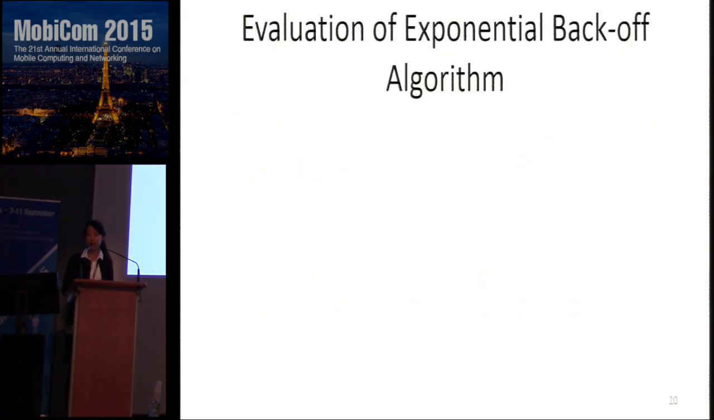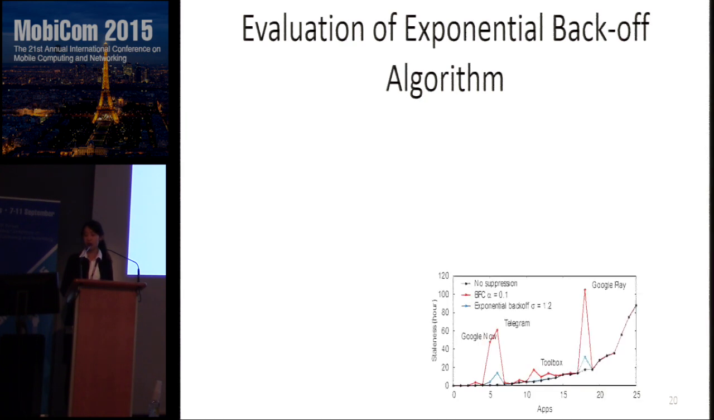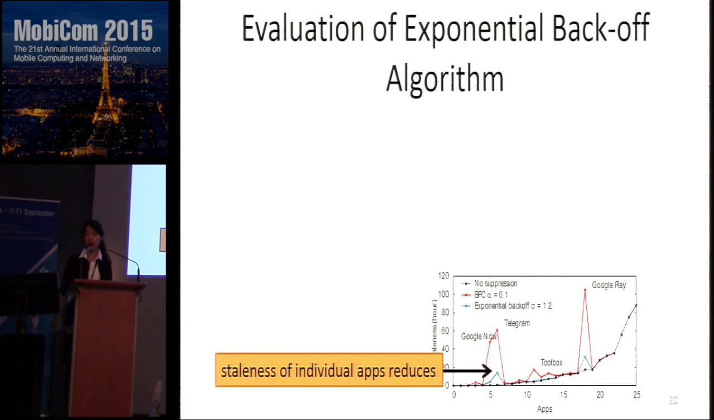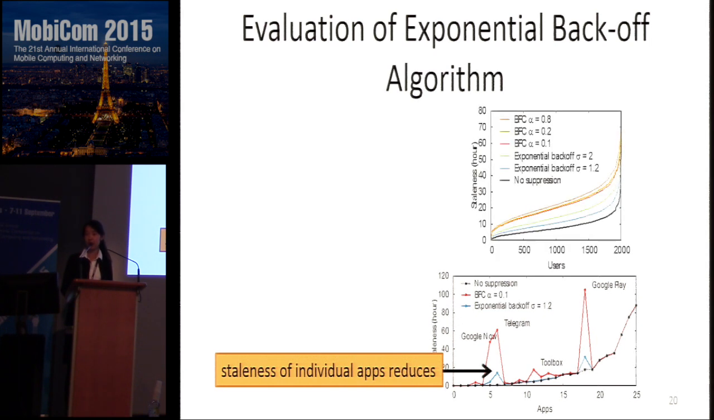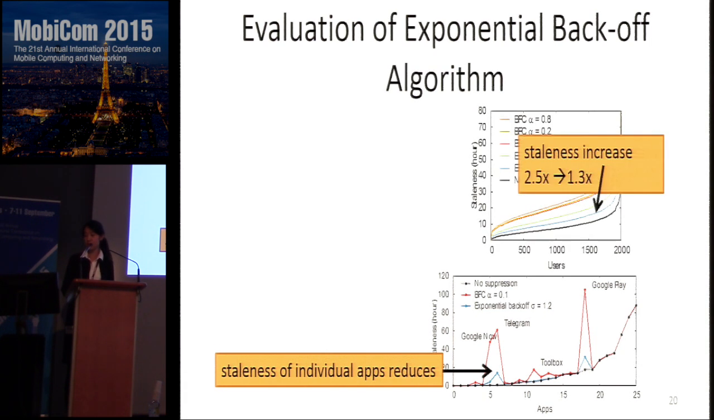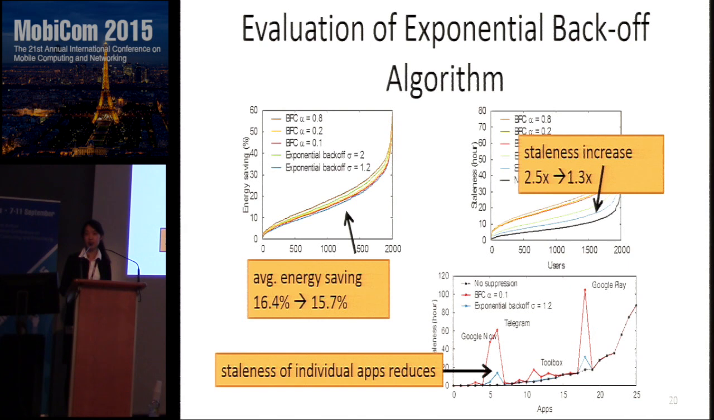We re-evaluate our algorithm using the same 2 metrics. We can see for the same user, for the 4 apps with high staleness increase, the staleness is improved successfully, and on average, the staleness increase drops from 2.5 times to 1.3 times. And the average energy saving drops just a little bit from 16.4% to 15.7%.